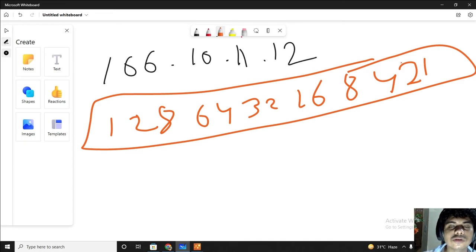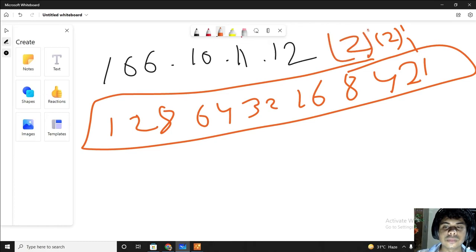So many of you are thinking, how can I calculate this value? You just have to do one thing. 2 to the power 1 is 1, and 2 to the power 2. So 2 to the power 1 is this. Because the number starts from 1, you have to take 1.